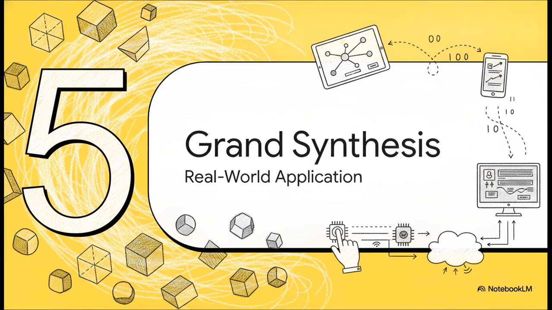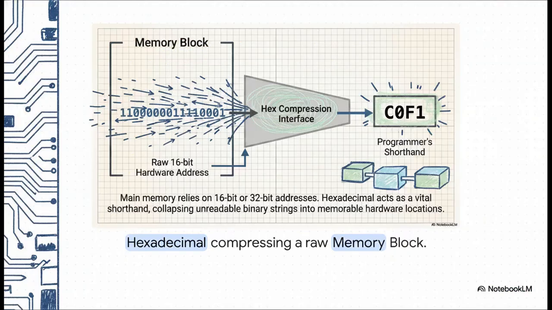Section 5. Synthesis and real-world application. Let's see how this builds into the actual digital environments you interact with every single day. Inside your computer, the main memory relies on massive 16-bit or 32-bit hardware addresses to locate data. Imagine trying to read thousands of those raw 16-bit binary strings. It's impossible. Instead, hexadecimal acts as a vital shorthand. By applying that slicing technique we talked about, that massive unreadable binary string collapses into a neat, memorable, 4-character programmer shorthand like C0F1. This is exactly how software engineers actually navigate the physical memory of a machine.